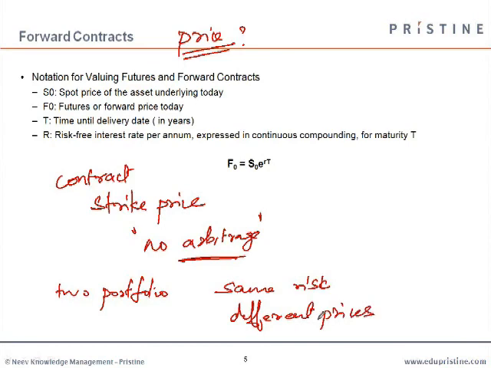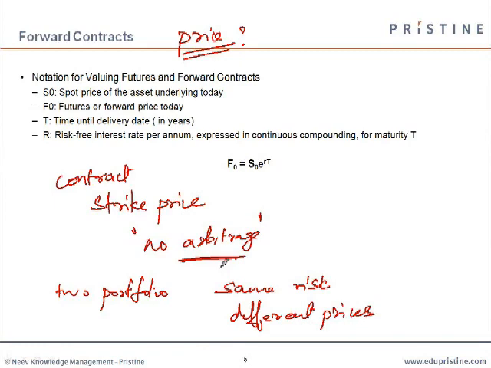If you're smart, since it's two portfolios of the same risk, ideally they should be trading at the same price. Remember, in finance, you assign price to risk. The higher the risk, the higher the price you want to pay. The lower the risk, you are okay with a lower price. So if there are two portfolios having the same risk characteristics but trading at different prices, then there is an arbitrage opportunity. You can buy the portfolio which is trading at a lower price and sell the portfolio which is trading at a higher price.